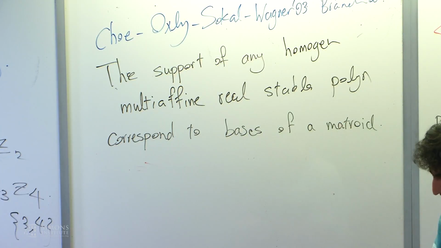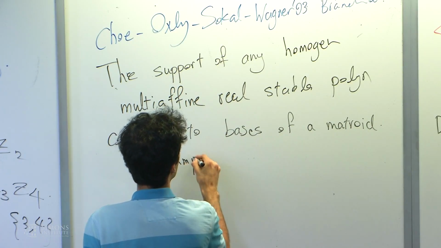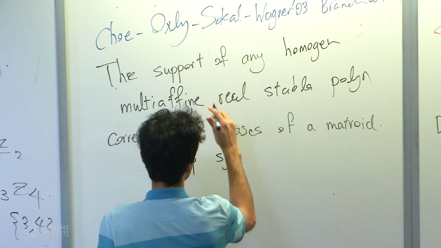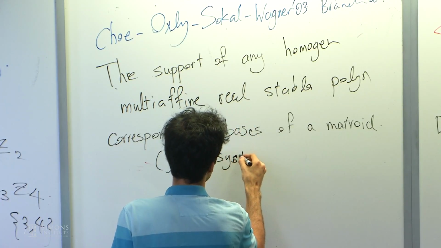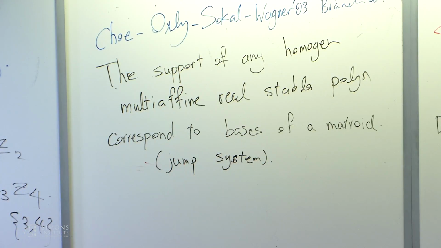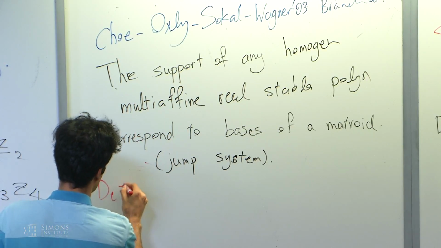Now there's a generalization of this, which again I don't have time to talk about, but basically Peller proved that for a general real stable polynomial, the support is a jump system. Okay. So we actually know what the possibilities are for the support of a real stable polynomial. Let me just give a definition for these two as well.